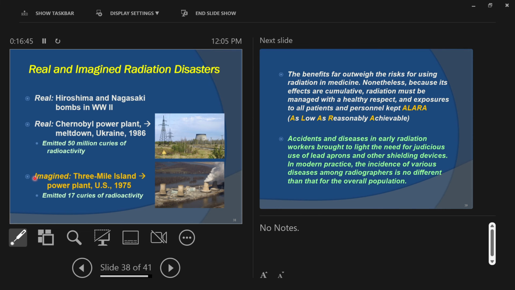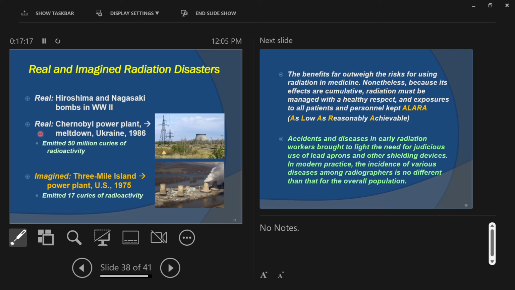Let's talk about how radiation has negatively affected people. For example, to end World War II, the U.S. effectively deployed 2 nuclear fission bombs on Hiroshima and Nagasaki that killed hundreds of thousands of people. Right, and effectively ended the war because it was just such a big incident. That's a real disaster, still having effects to this day.